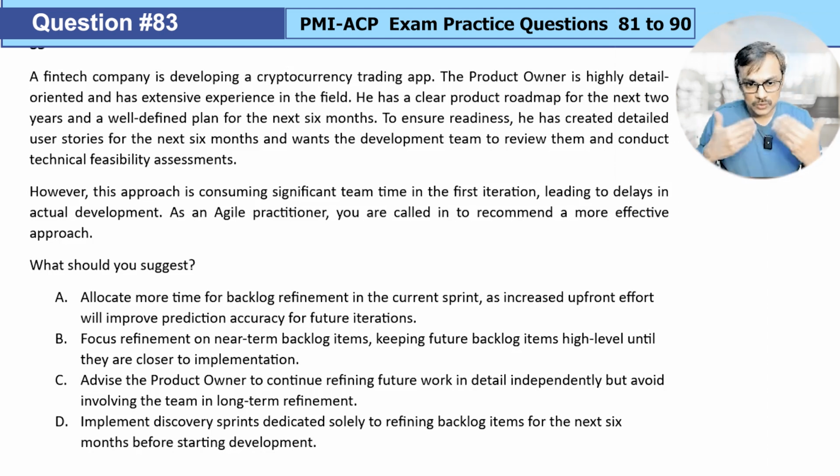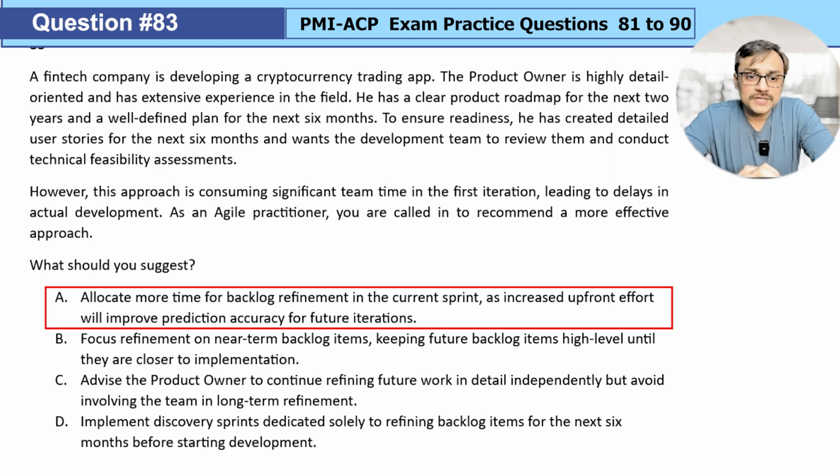So as a coach, as an agile practitioner, what should you recommend as the right thing to do in this particular situation? That's the question. Option A, allocate more time for backlog refinement in the current sprint as increased upfront effort will improve prediction accuracy for future iterations. It may look like a very viable thing, looking at the context, but we should be very careful about doing it.